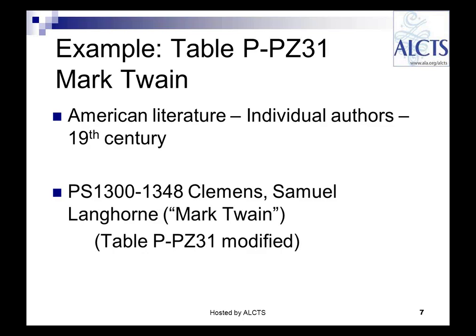Now, if we look in the schedules, we will find Mark Twain under American Literature, Individual Authors, 19th Century. Listed in the schedule will be a range of numbers, PS 1300 to 1348 for Samuel Clemens or Mark Twain. We will also see the instruction table P to PZ 31 modified. Now, in the printed tables and in Classification Web, if you use it, you will be guided to the appropriate table that should be used with that particular author.